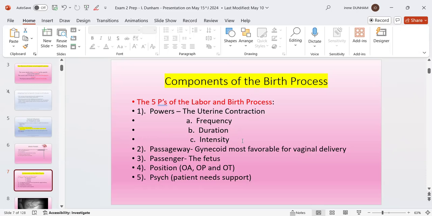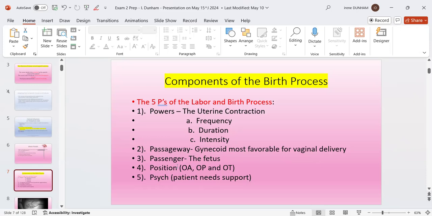Okay, good. All right, so let's move on to the passageway, which is the passage the baby's going to come through, the pelvis. And the gynecoid, as we learned previously, is the most favorable for vaginal delivery. Then you've got the passenger, which is your fetus.